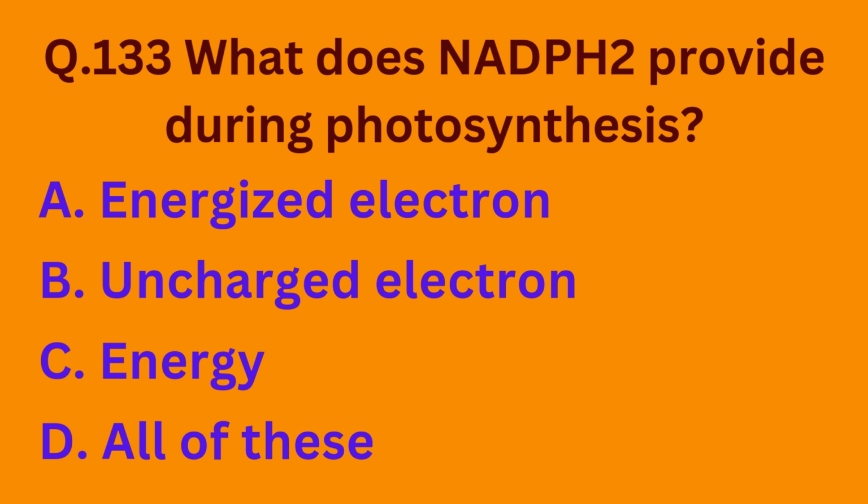Question number 133. What does NADPH2 provide during photosynthesis? Option A, energized electron. Option B, uncharged electron. Option C, energy. Option D, all of these. The correct option is option A. NADPH2 provides energized electron during photosynthesis.